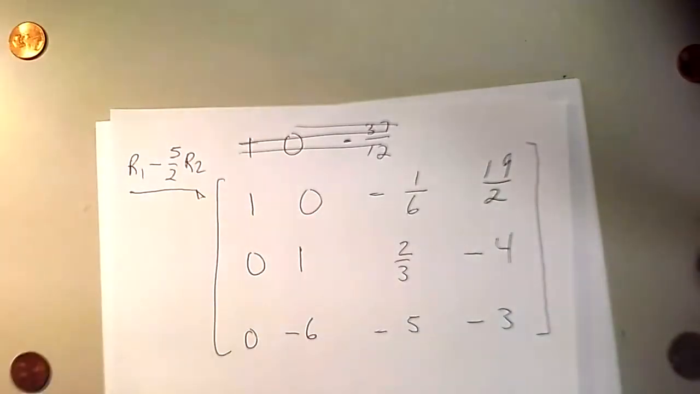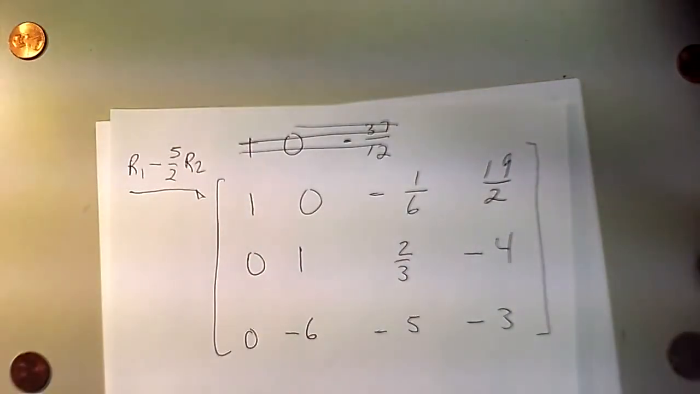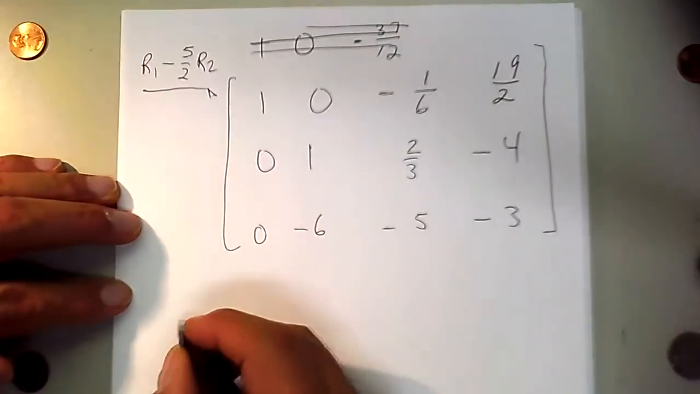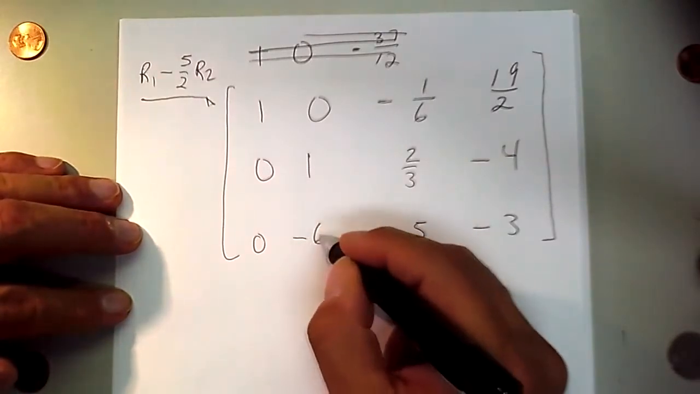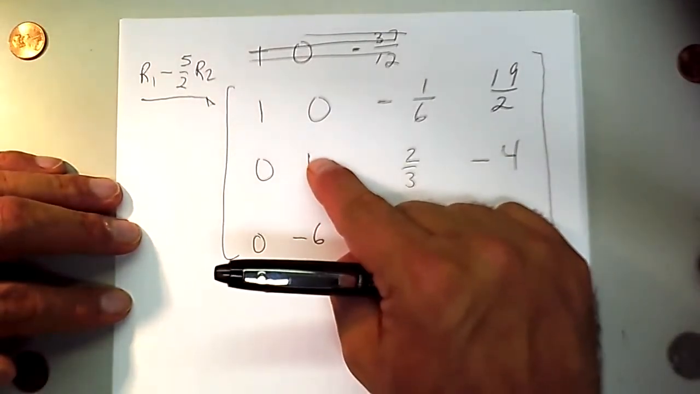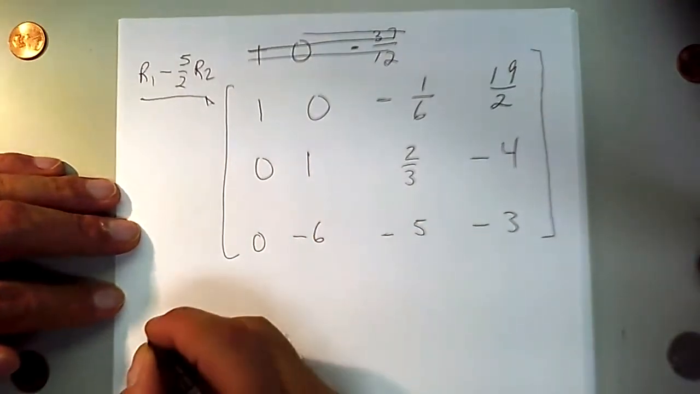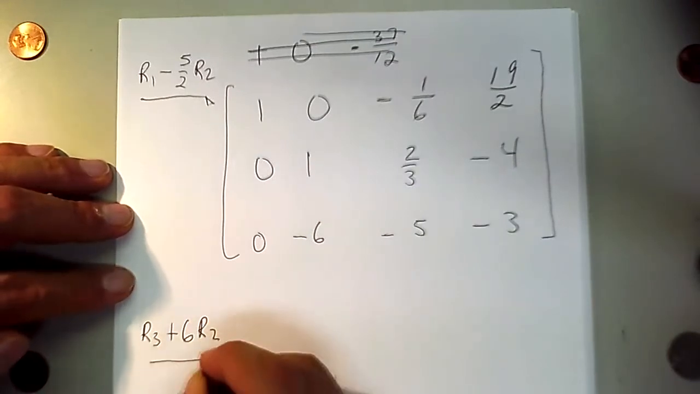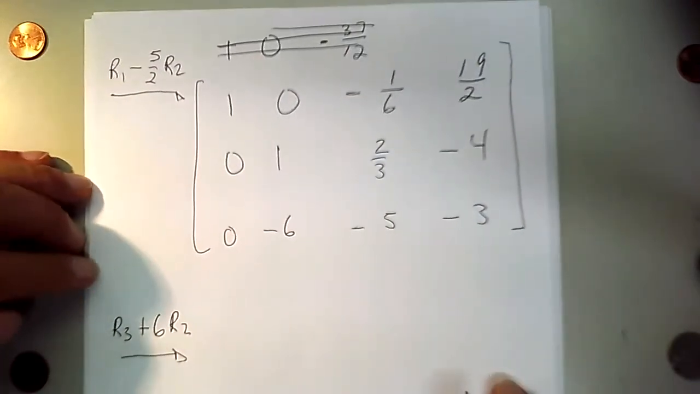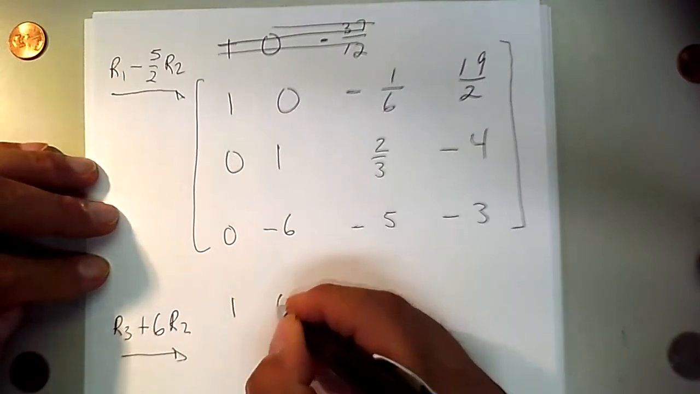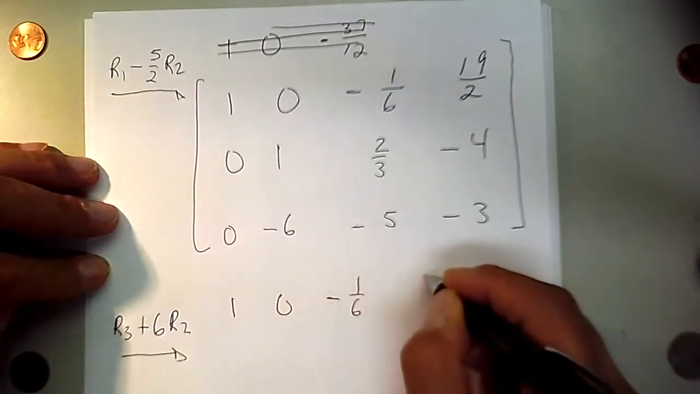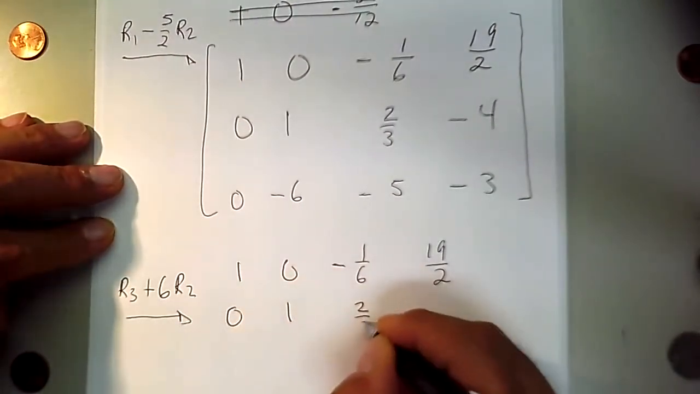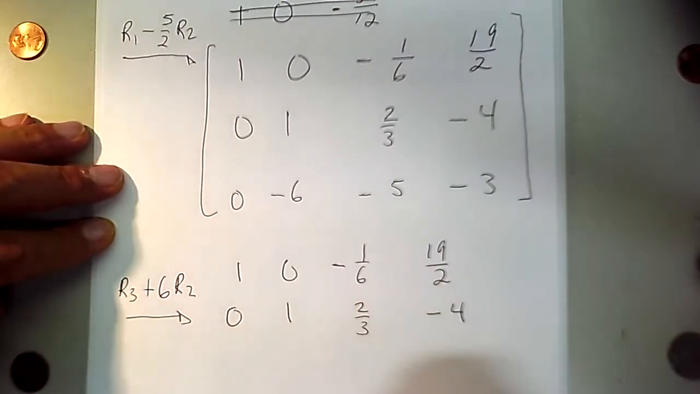Instead of doing 2 elementary row operations in one step, now I'm going to do 2 elementary row operations in 2 steps. So I want to get rid of this negative 6 by adding 6 times this onto here. So row 3 plus 6 times row 2. The first 2 rows are going to stay the way they are. 1, 0, negative 1 over 6, 19 over 2. 0, 1, 2/3, negative 4.